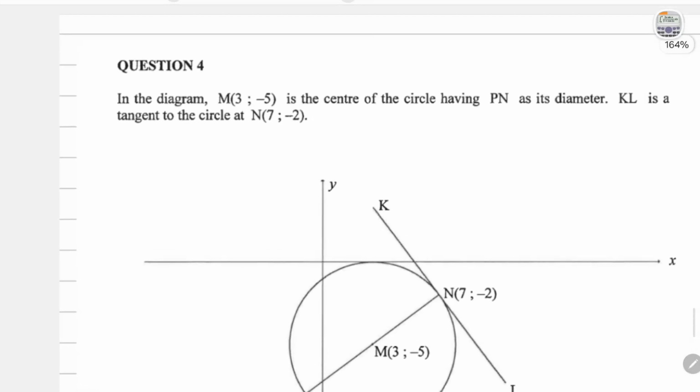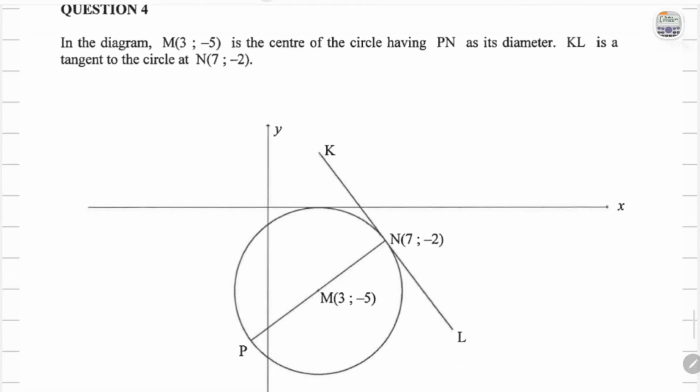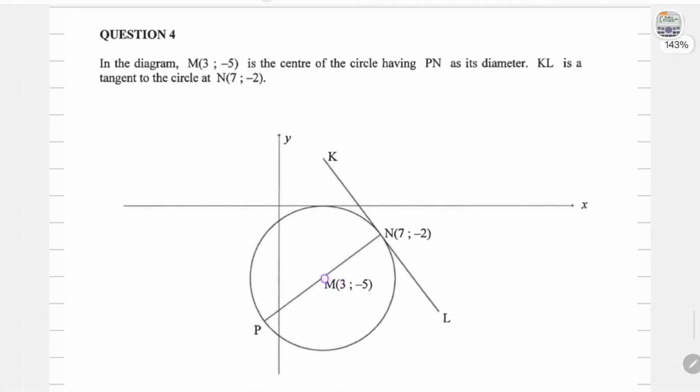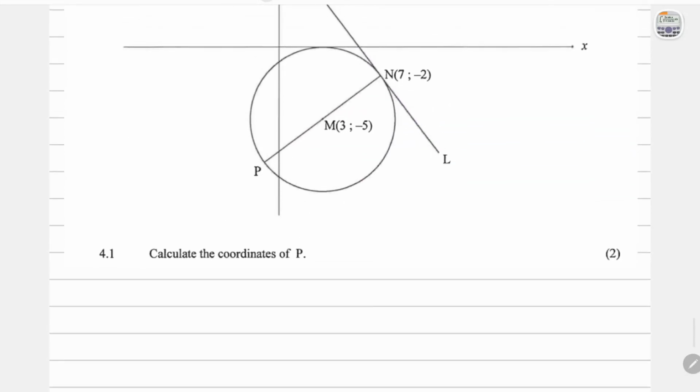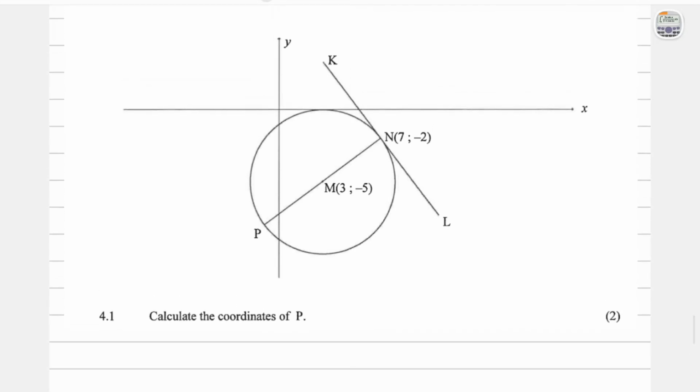Okay, we're on question 4, which says, in the diagram, M is the center of the circle, having PN as its diameter. And we have KL is a tangent to the circle at N, as we can see over there. So they tell us to calculate the coordinates of P. Okay, so this is just a midpoint situation because this is the center of the circle. So this is a radius and this is another radius. So since this is one of the endpoints, it means that this is the midpoint.